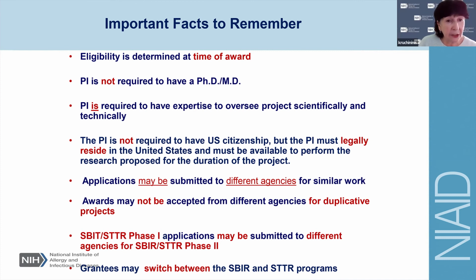SBIR and STTR applications may be submitted to different agencies for similar work. They're not going to be awarded twice, but you basically can submit to NIH or NSF, for example, for similar work. Also, I'm sure you know that now you can switch. For example, you submit an SBIR application for phase 1 and you would like to submit for phase 2 STTR. You can do this.